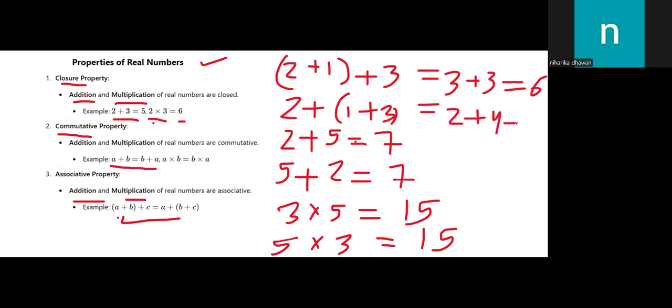So it means (a plus b) plus c equal to a plus (b plus c). In the similar way, we can say multiplication is also associative. That is, (a into b) into c equal to a into (b into c).